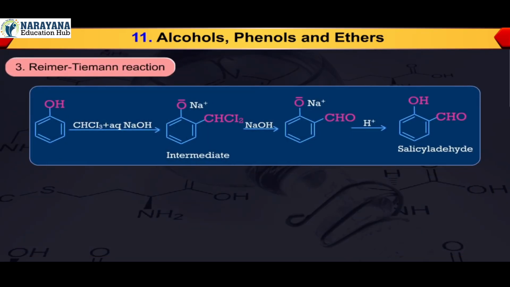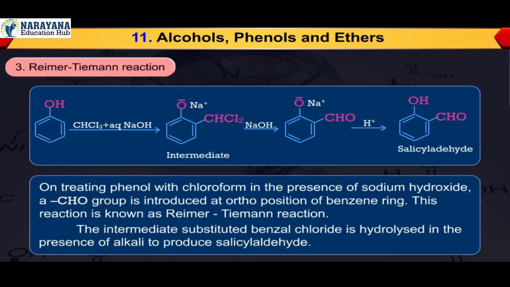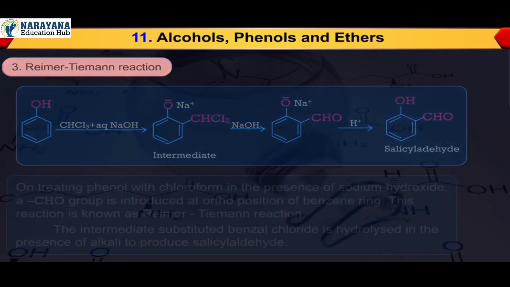3. Reimer-Tiemann reaction. On treating phenol with chloroform in the presence of sodium hydroxide, a CHO group is introduced at the ortho position of the benzene ring. This reaction is known as Reimer-Tiemann reaction. The intermediate substituted benzyl chloride is hydrolyzed in the presence of alkali to produce salicylaldehyde.